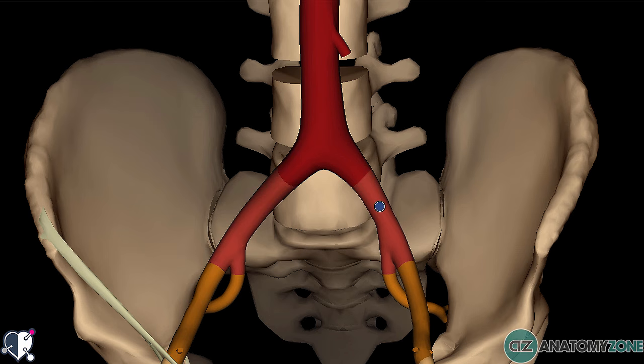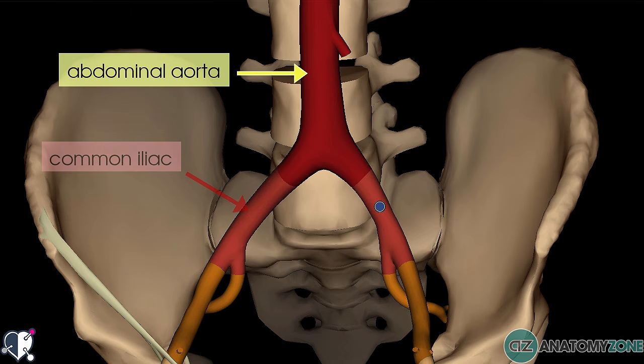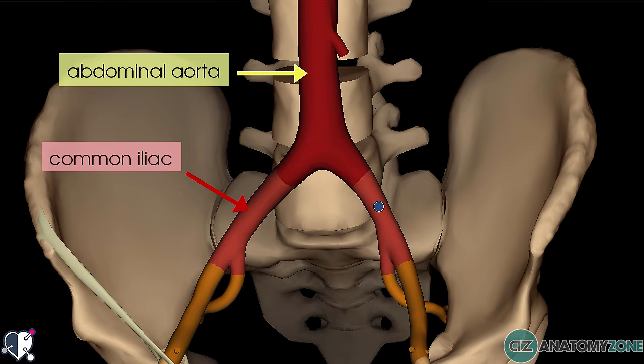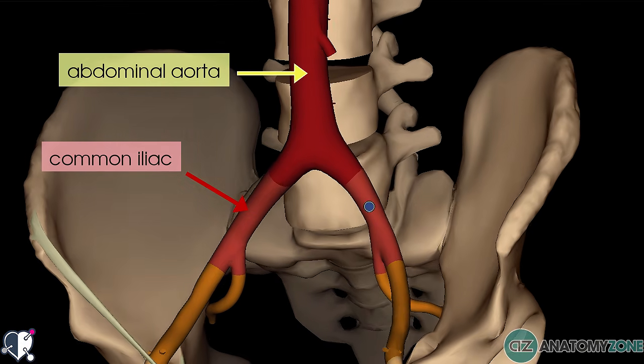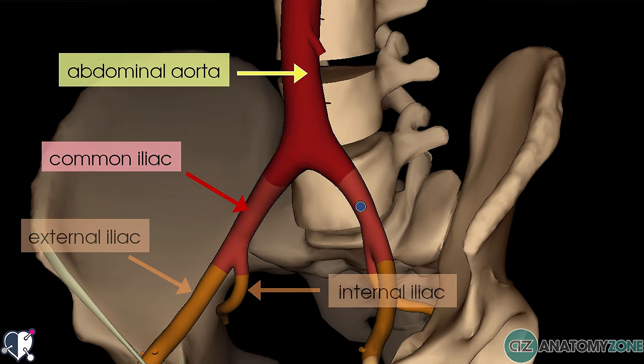Starting at the abdominal aorta, the abdominal aorta splits into common iliac arteries, so you've got a right and a left common iliac artery. The common iliac arteries then divide into the internal and external branches. So you've got a right and left internal and external iliac artery.